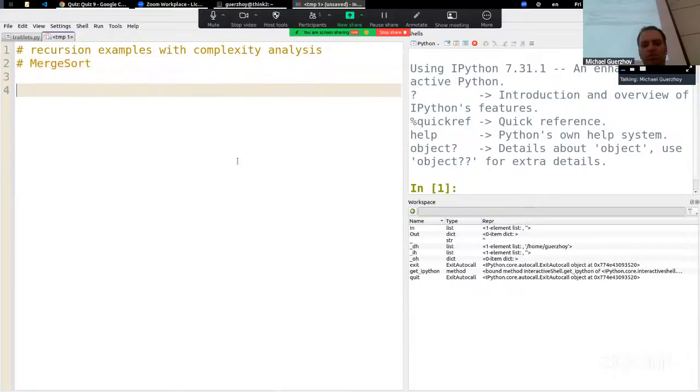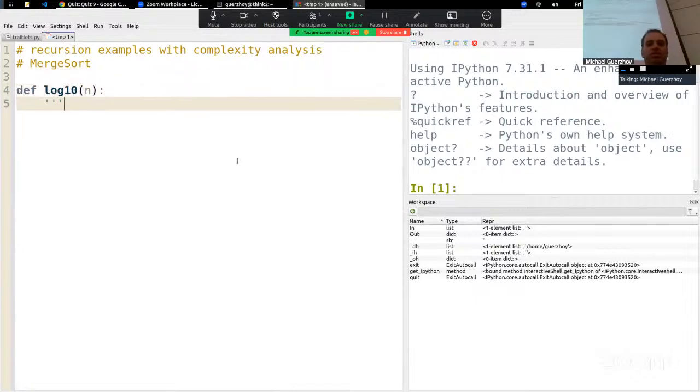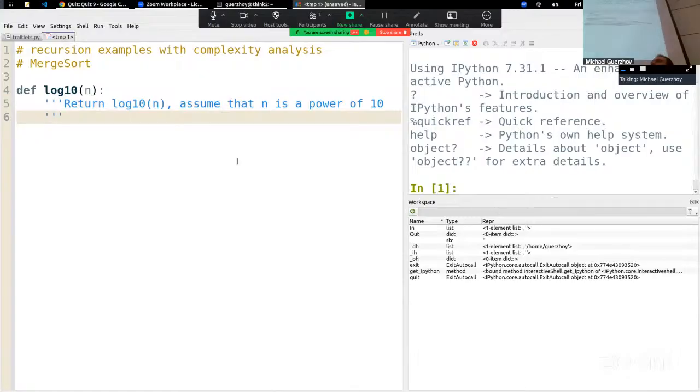So I'll do log 10, which returns log 10 of n. Assume that n is a power of 10. The way we had done it before with a for loop was we repeatedly divided n by 10 and counted how many times we had done that. What I want to do now is do it the other way. It's actually kind of similar to the repeated squaring.